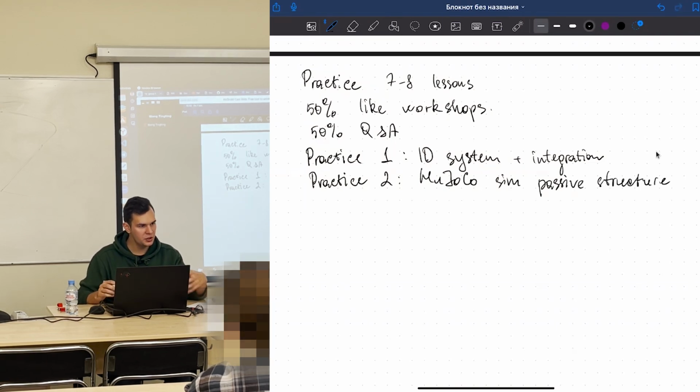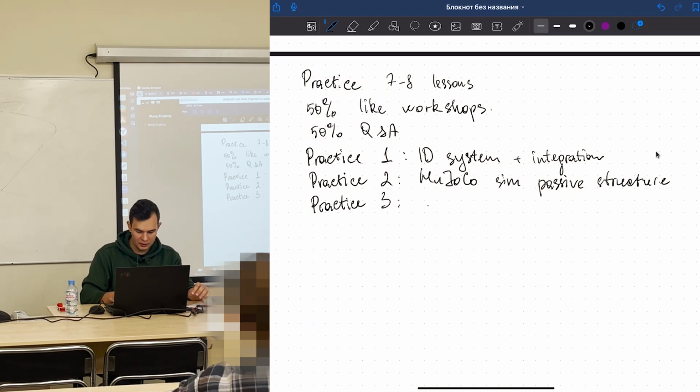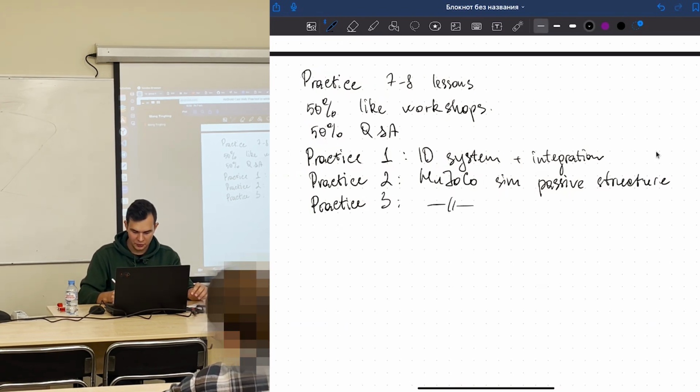So we'll try to make some kind of simulation model. There is an XML, a MuJoCo format file. So you need to do something simulation-wise without control. Practice 3 will be almost the same, but with control, that we will study.